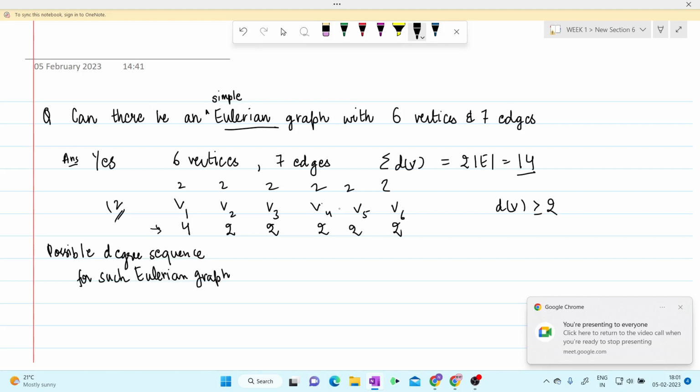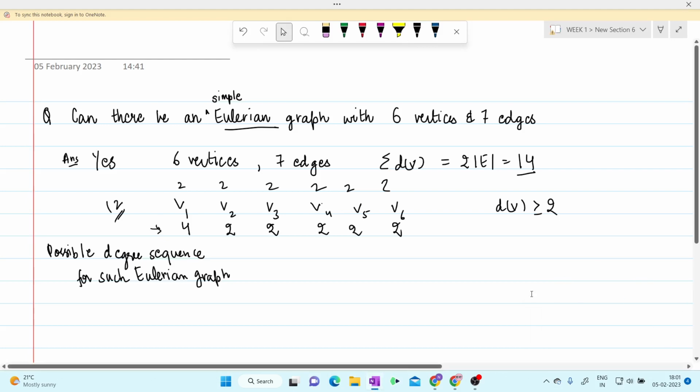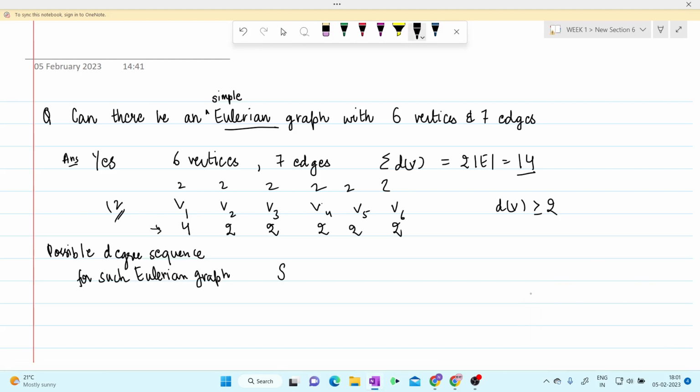Is this clear why this is the only possible degree sequence for an Eulerian graph with 6 vertices and 7 edges? Can you once more repeat, ma'am? Yes. Since this graph is Eulerian, it is a connected graph. G is connected, and since G is connected, G cannot have a vertex of degree 0. Do you agree till now that G can't have a vertex of degree 0?